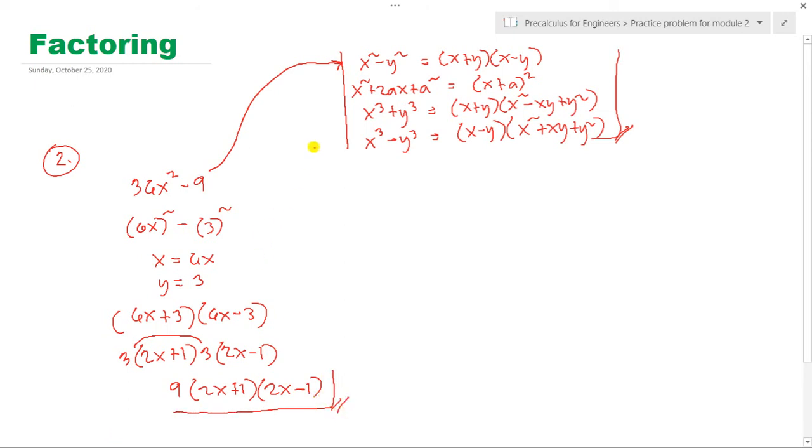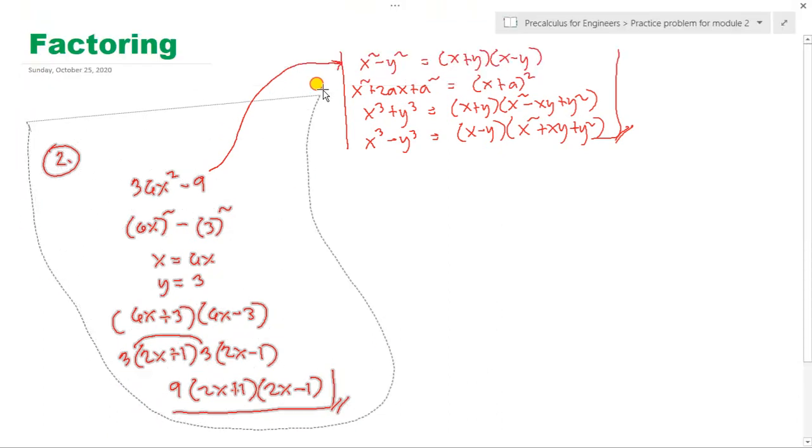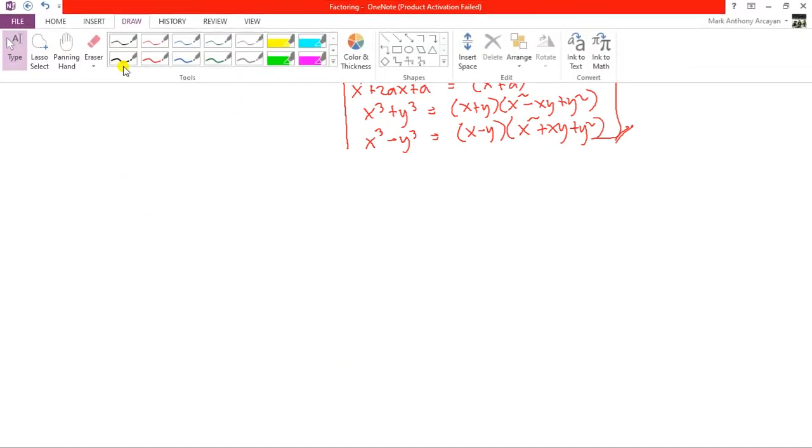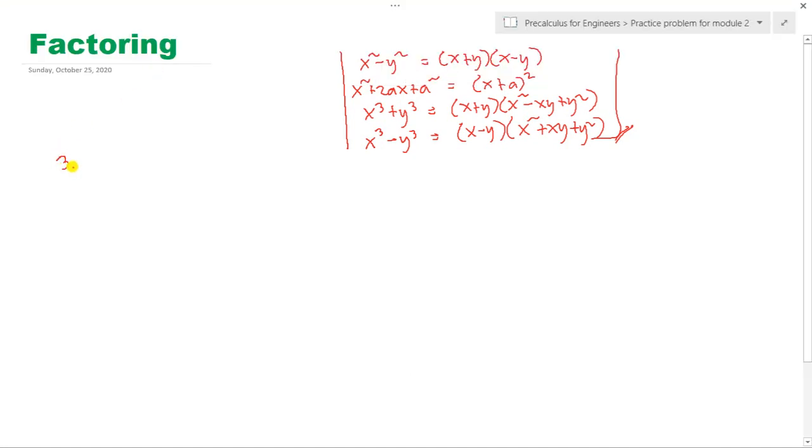So next, class, how about if you're given some trinomial expressions? Let's say we are going to factor out this one, class. Let's say x squared minus 2x then minus 8.